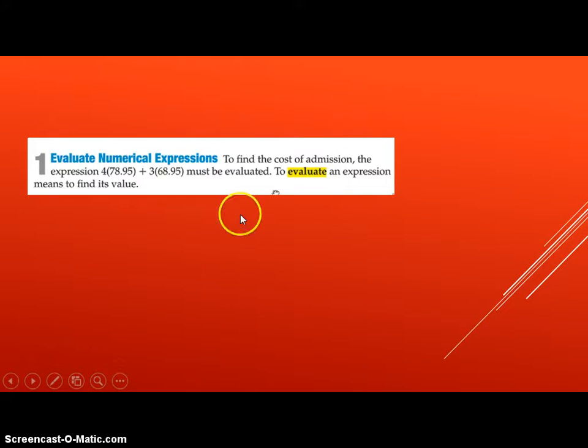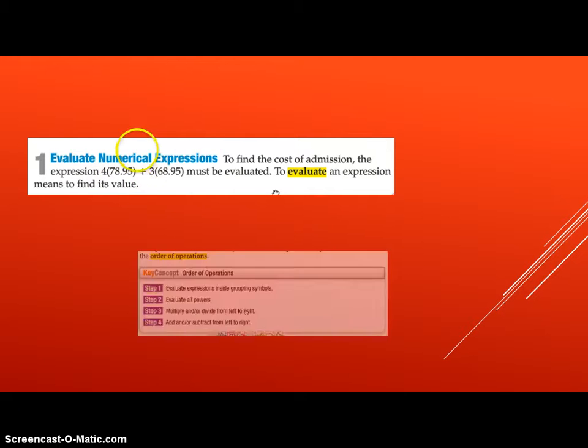Let's get started. So, the first objective is to evaluate numerical expressions. Okay? And the key idea here is that the word evaluate means to find its value. Alright, so you're going to get numerical answers for these even when we have algebraic expressions. So let's get into it.